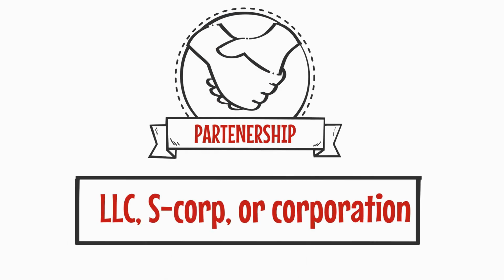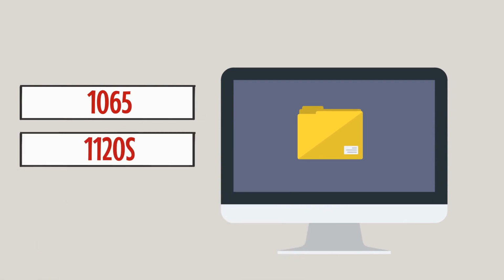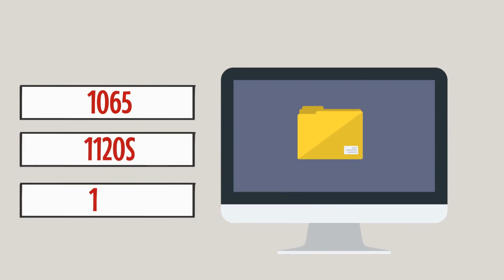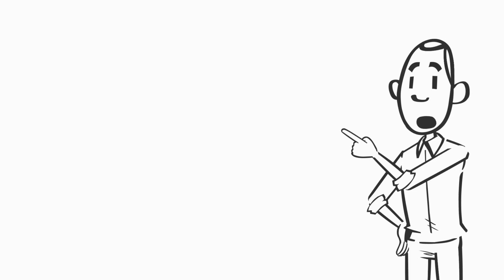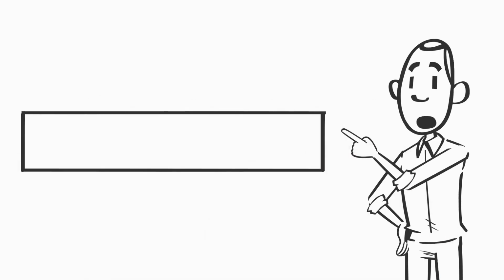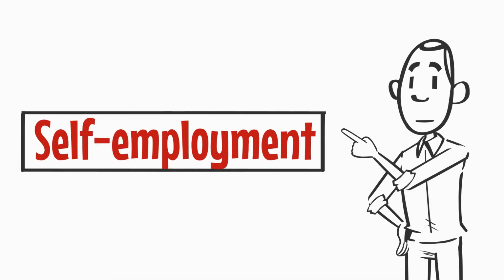For example, partnerships file Form 1065 and provide K-1s to partners. S corporations file Form 1120S. Corporations file Form 1120. If you're unsure about your business structure or tax obligations, consulting a tax professional is highly recommended. Still here? That means you're serious about self-employment, so don't let taxes trip you up.